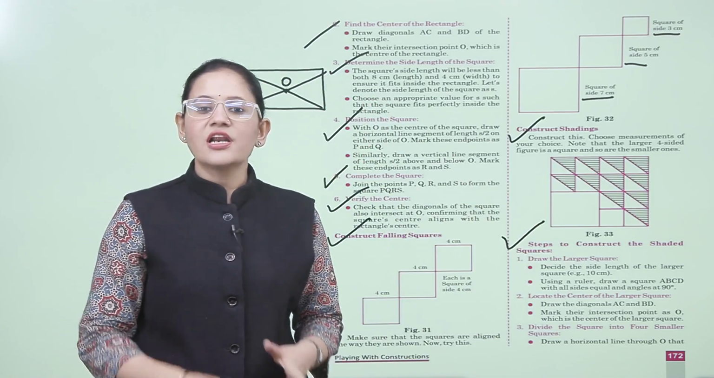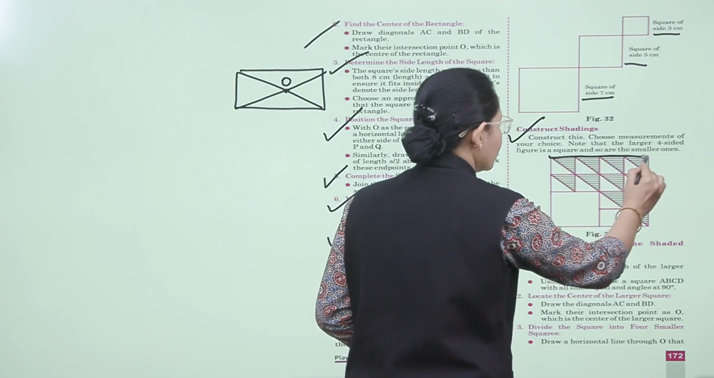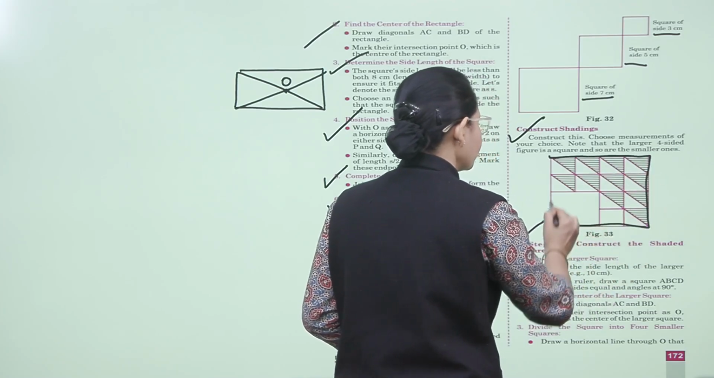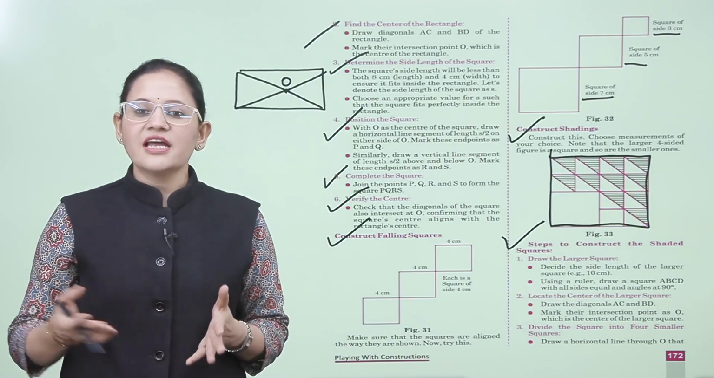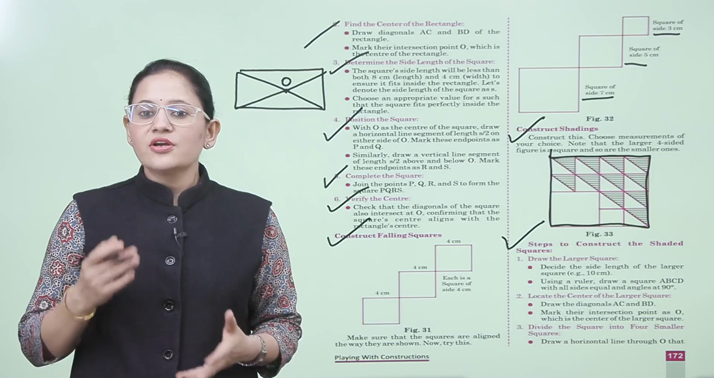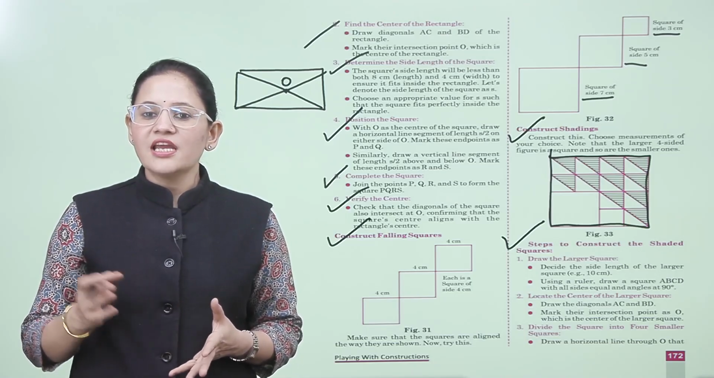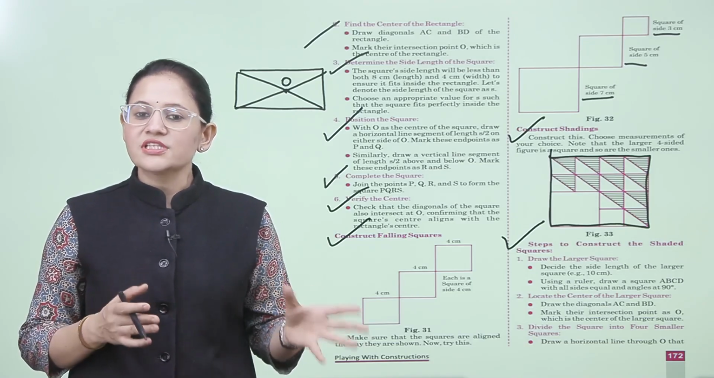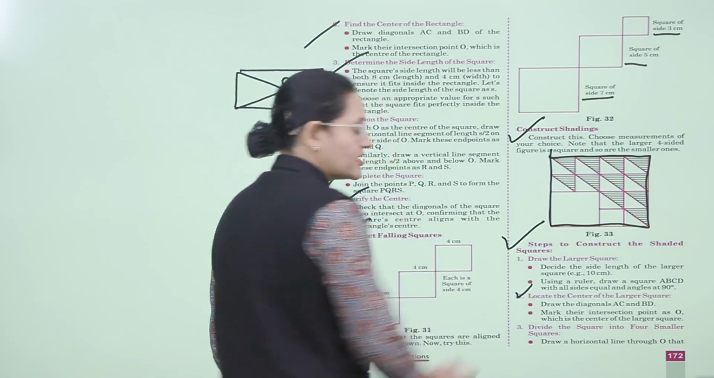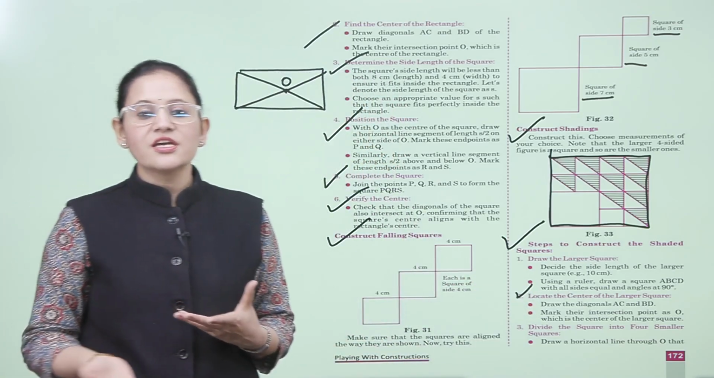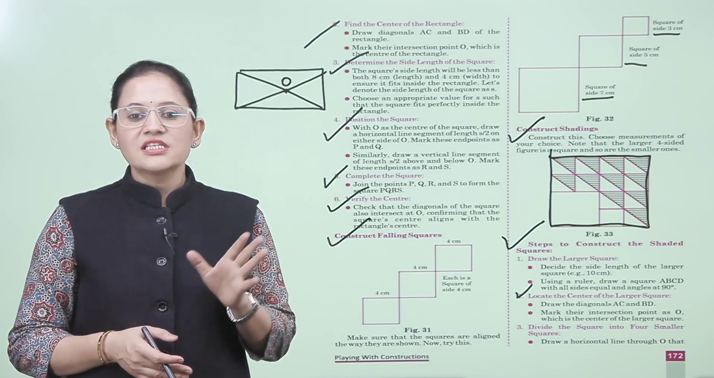For that, draw a large square. First, we will make a large square like this. This is a large square. Clear? Here we have taken the side as 10 cm. Using the ruler, draw the square ABCD such that all sides are equal and all angles are 90 degrees. Now, we have to locate the center of the larger square. For that, we have to draw the diagonals. Draw the diagonals AC and BD, mark the intersection point O, which is the center of the largest square.